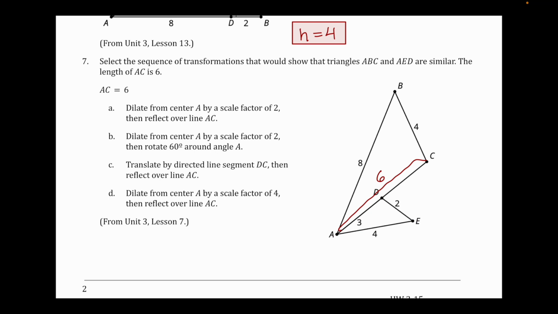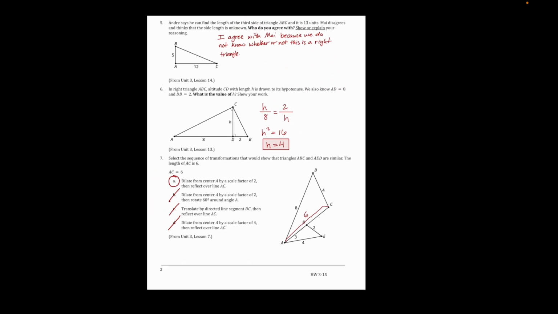I'm pretty sure this one is just A, but let's double check all of our other answers and see if they work or not. Dilate from center A by a scale factor of 2. So far, so good. And then rotate 60 degrees around angle A. Yeah, that's not going to work. Definitely not. Translate by directed line segment, then reflect. Nope, they're not the same size, so translation's not going to work. Dilate from center A by a scale factor of 4. You got the scale factor wrong. So it is just A, our first option.